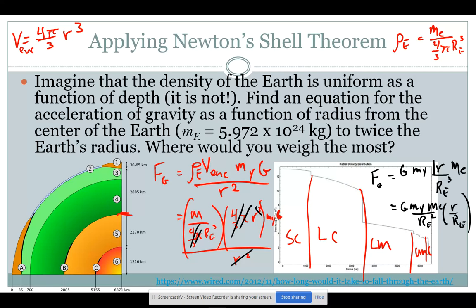Because we don't have uniform density, it's going to increase more rapidly in the center where you have higher density, and less rapidly further out where you have lower density. Just to clarify the terms, the lowercase r is wherever you are, and then R_E is the radius of the Earth.